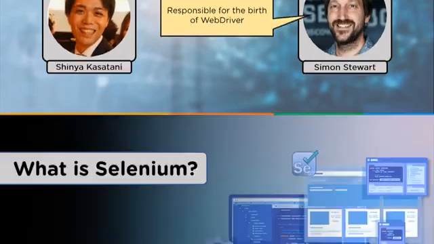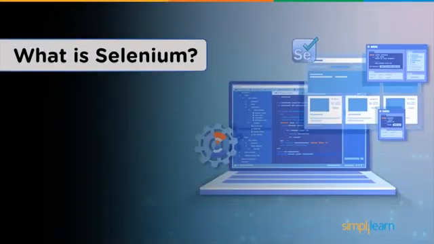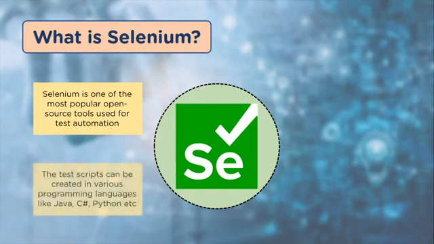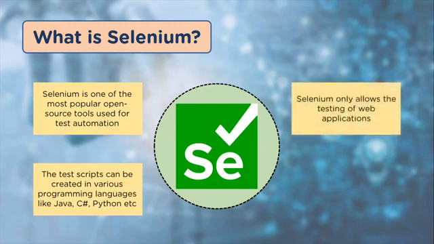First, let's have a look at what is Selenium. Selenium is a very popular open source tool that is used for automating the tests carried on the web browsers. There may be various programming languages like Java, C#, Python, etc. that could be used to create Selenium test scripts. This testing that is done using Selenium tool is referred to as Selenium testing.